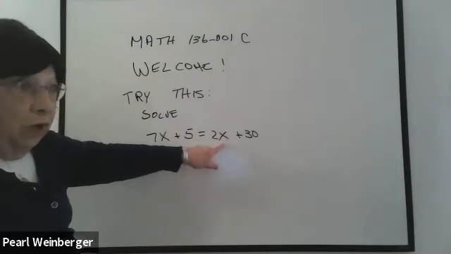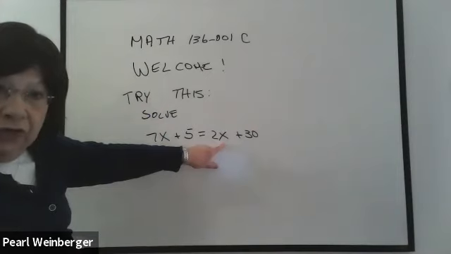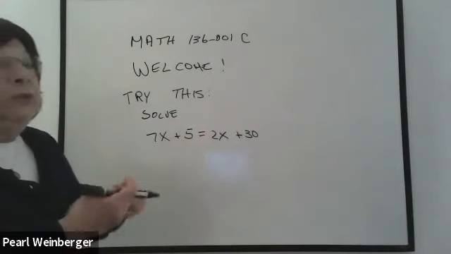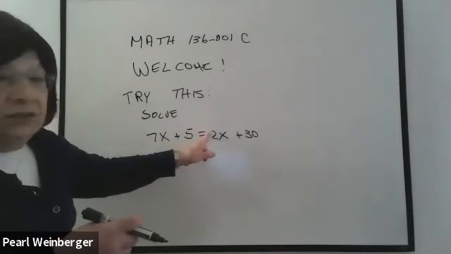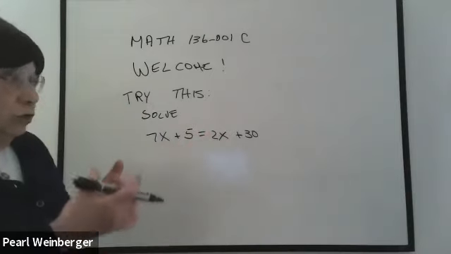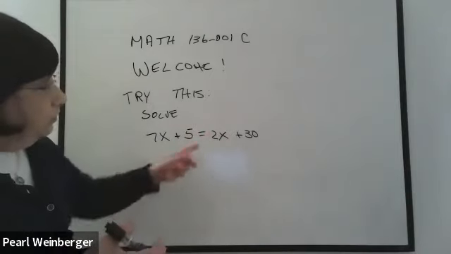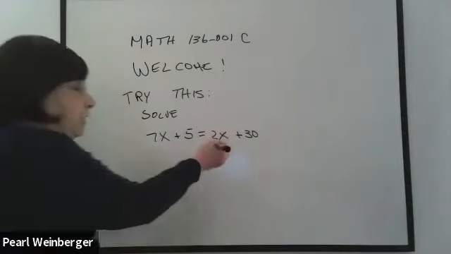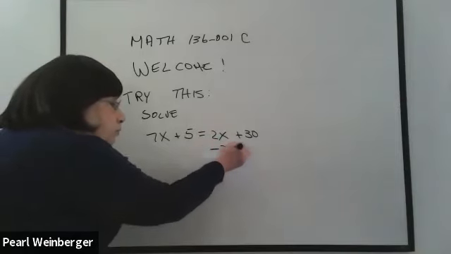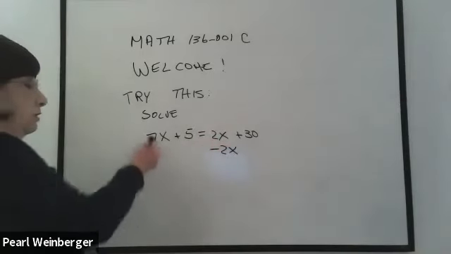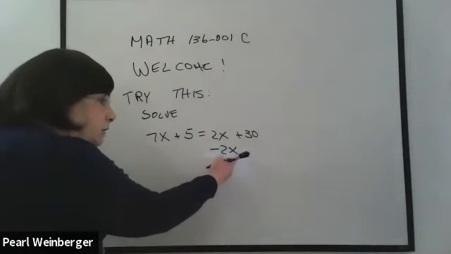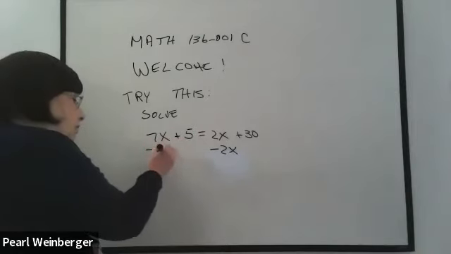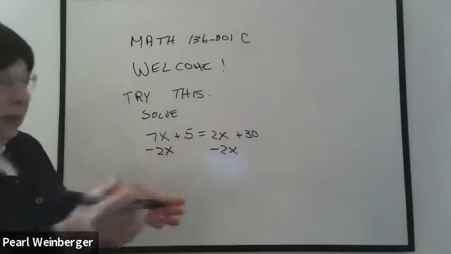That means what I want to get rid of is this 2x over here. Now, how do I get rid of the 2x? I always do the opposite operation. So I look at what the sign is in front of it. If there's no sign, it's understood to be positive. So this is a positive 2x. To get rid of a positive 2x, I've got to add a negative 2x. I have to do minus 2x to both sides. Why do I have to do it to both sides? Because I know I want to get rid of it over here, but whatever I do on this side, I've got to do on this side to maintain my balance.